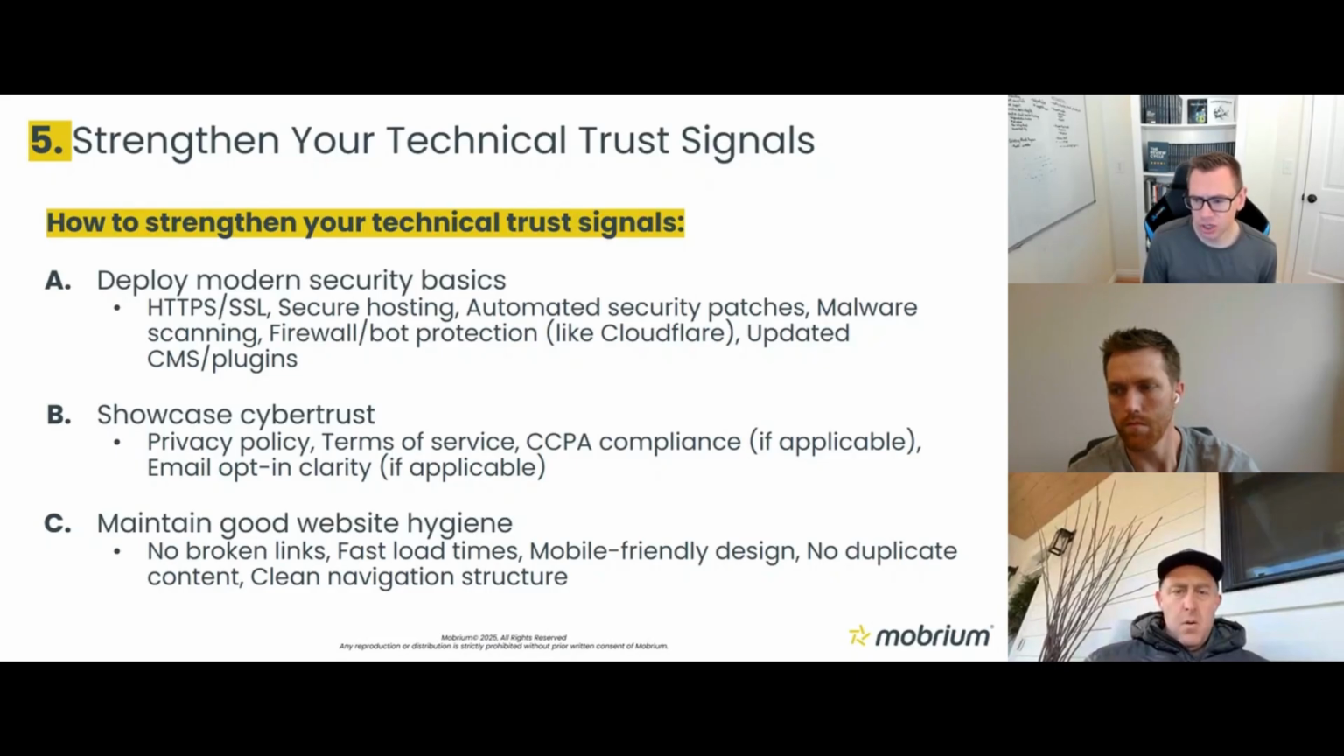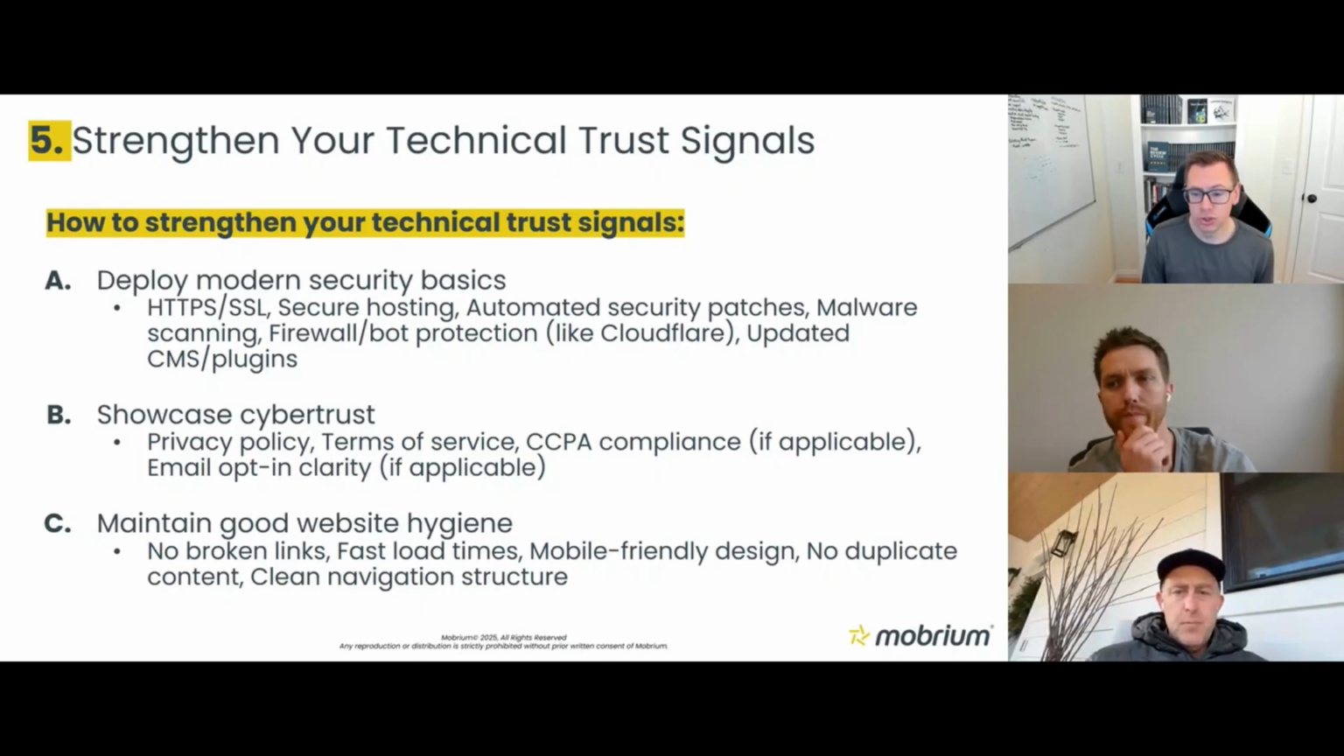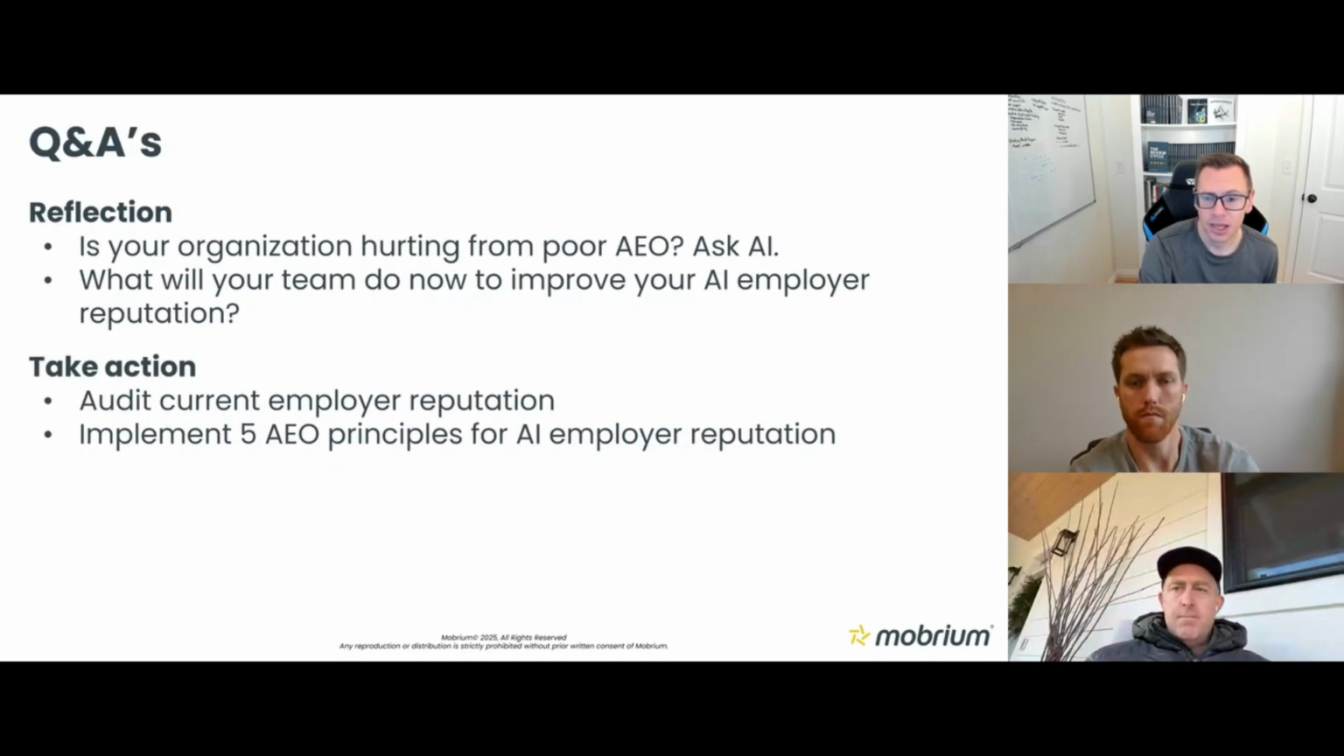And then the last one is just maintain good website hygiene. Make sure there are no broken links, that the format is good for mobile, no duplicate content, and fast load times, that kind of thing. So those are the recommendations for the technical trust signals.